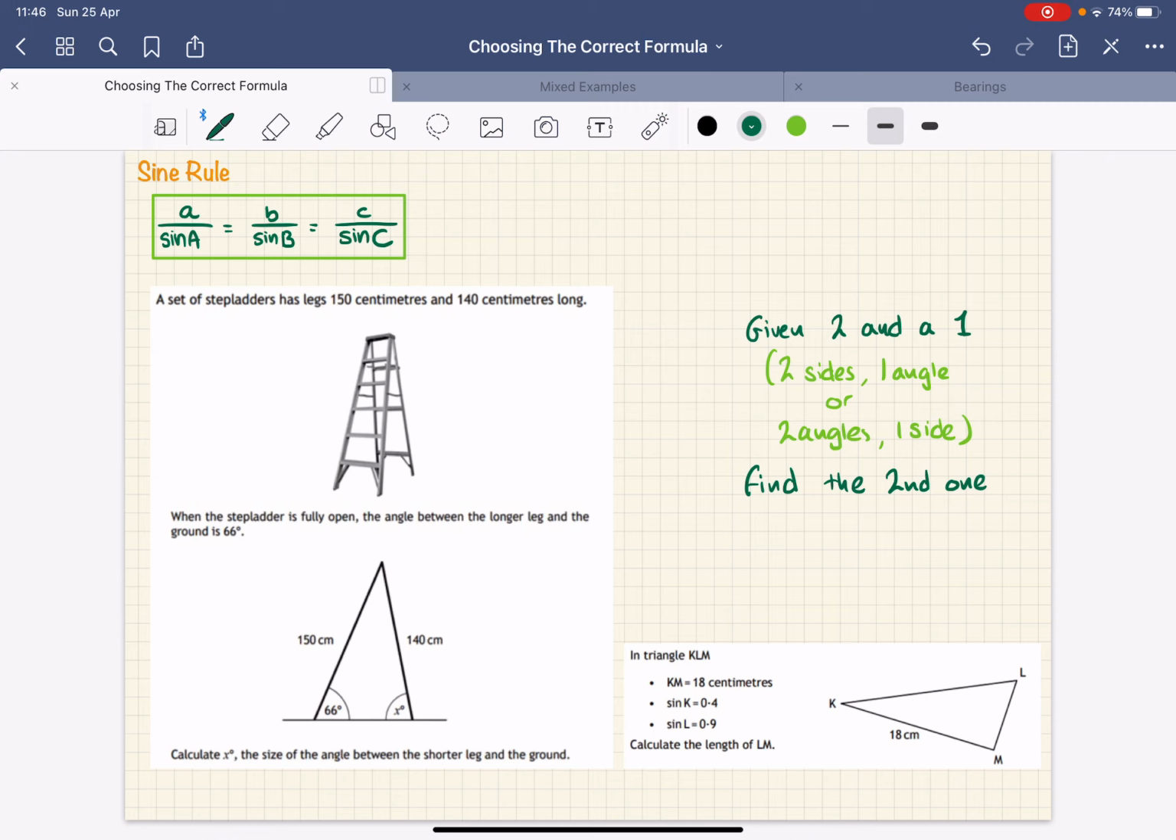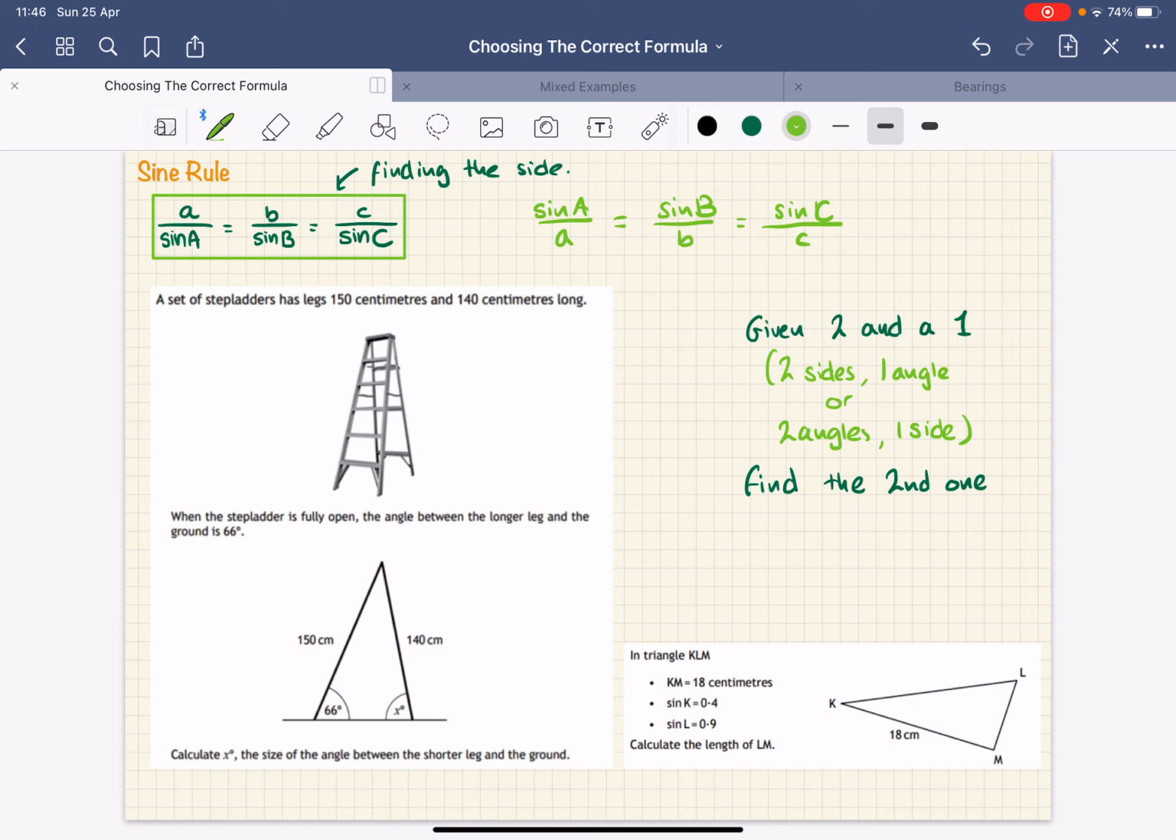And the other thing to remember is in this form, which you are given, that's for finding the side. So that's a over sine A equals b over sine B equals c over sine C. Or if you're wanting to find the angle, you have to flip it. So remember, if you're finding the angle, you just flip the whole thing upside down to have sine B at the top, and the sine A, sine B, and sine C. But you need to remember that.